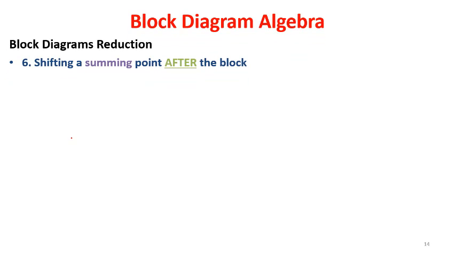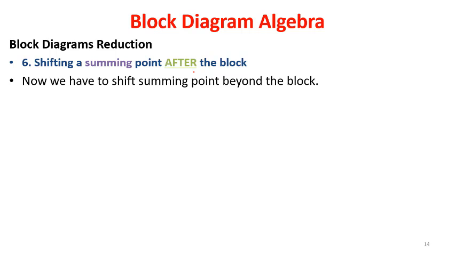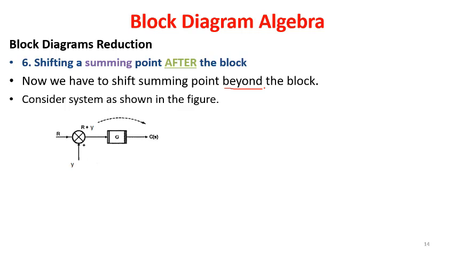The next important block diagram reduction rule is rule number 6, that is shifting a summing point after the block. Now we have to shift a summing point after the block or beyond the block. Let's consider a system as shown in the figure. In this system we have a summing point here. It needs to be shifted after the block. The block is this one, G. The inputs for this summing point are R and Y.